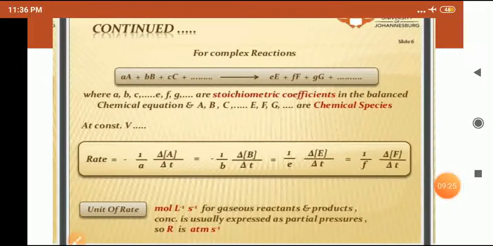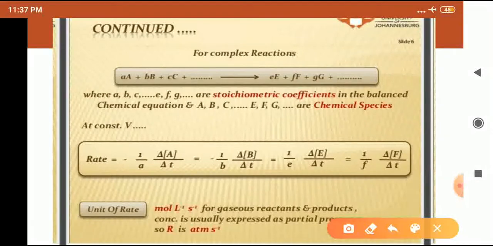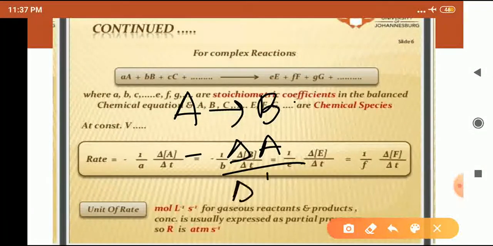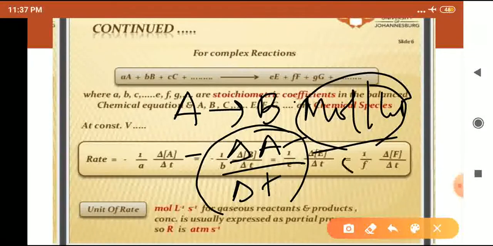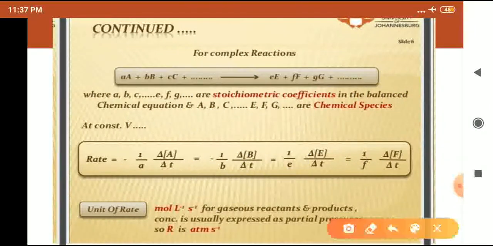The units of the rate of reaction are mole per liter per second, because we know that rate of the reaction is expressed as change in concentration divided by change in time. For example, for a reaction A gives B, we write average rate of the reaction as negative of change in concentration of A divided by change in time. This change in concentration has the units of mole per liter, and this time has the units of second, so it comes out to be mole per liter per second.